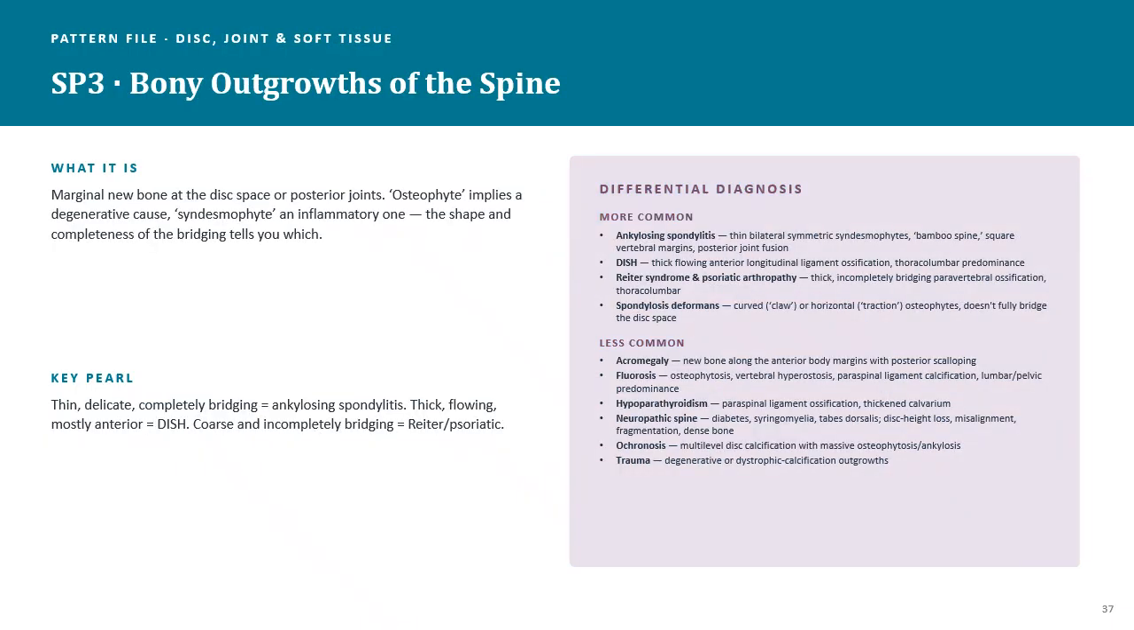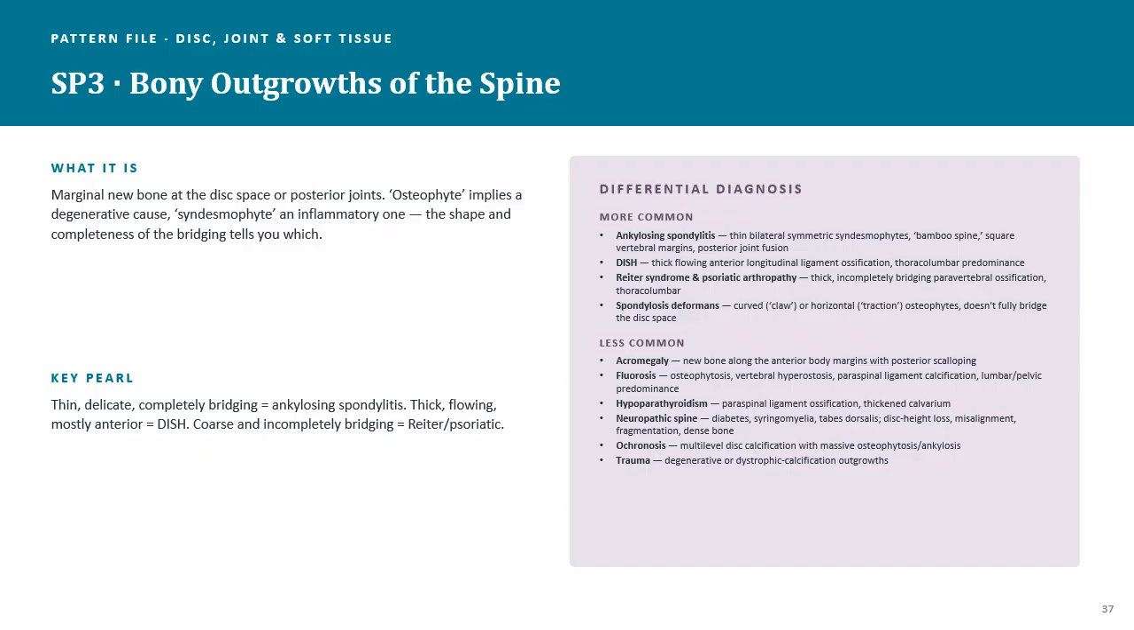Now we're looking at bony outgrowths of the spine. So we're basically talking about some sort of extra bone that's starting to grow along the edges of the patient's vertebrae. An important thing to remember is that not all bony outgrowths are going to mean the same thing. Their shape and the way that they connect to the patient's vertebrae is going to give the doctor a clue about what type of disease might be causing these spinal changes.